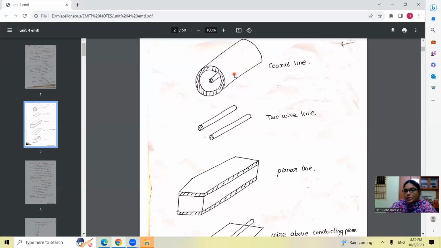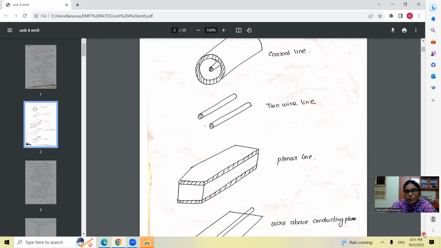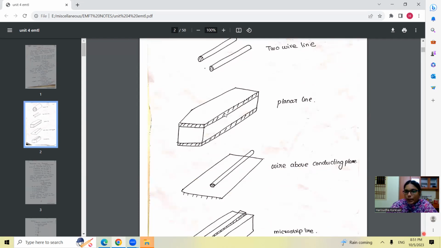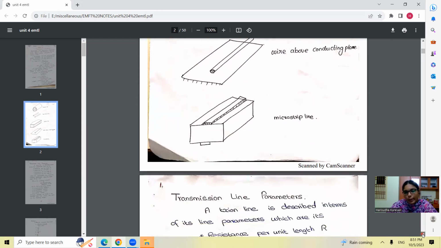Usually whenever there is a power cut in our home, we check the fuse. For replacing the fuse wire, we generally go for the coaxial cable. We remove the outer shield and take only the strips. Around 5 to 6 strips will be there, and those strips are used for the fuse. And this is called the two-wire line. We are also aware of the twisted pair cables, which we use in all houses. And we have the planar line, this is how the planar line looks, and then the wire above the conducting plane and the microstrip line.